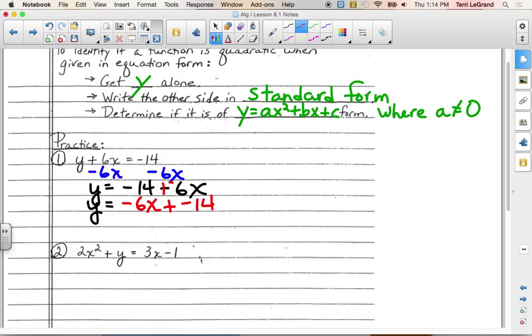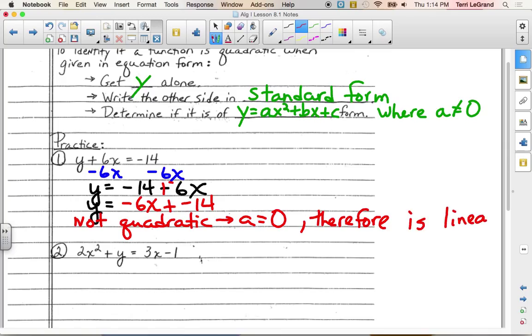Is it quadratic? No. Why not? It's linear, isn't it? It's not quadratic, so that's what we would put, not quadratic. Because A equals what? A equals 0. B would equal negative 6. A equals 0 for this one. It's not quadratic. Therefore, best we can say this is linear because it's degree 1, so it's not quadratic.